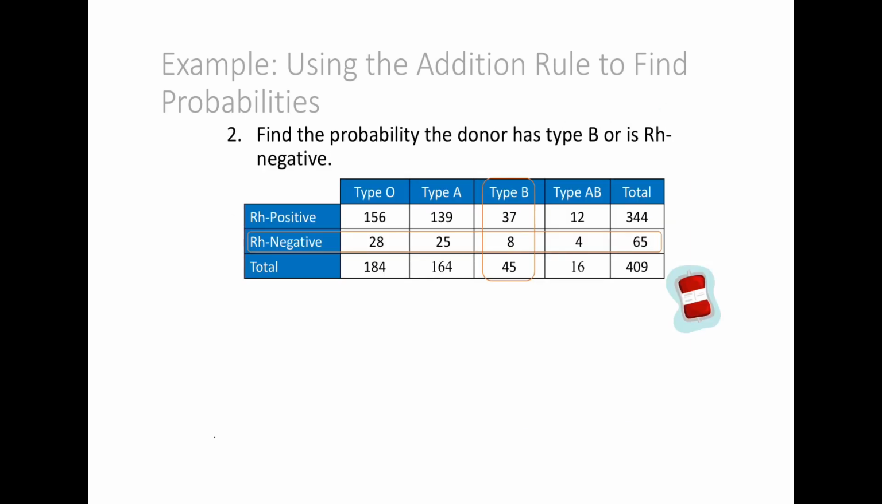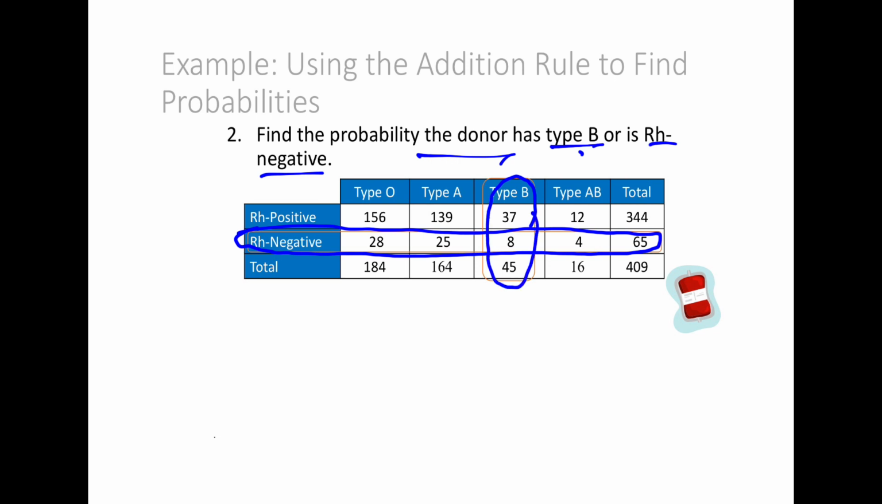The next one says, find the probability that a donor that we select at random has type B or is Rh negative. So here we can see the Rh negative is this row that has a total of 65. And then type B blood is the column here that has a total of 45. So if I find the probability of B or Rh negative, this is going to be equal to 65 over 409 plus 45 over 409. I kind of did these backwards.